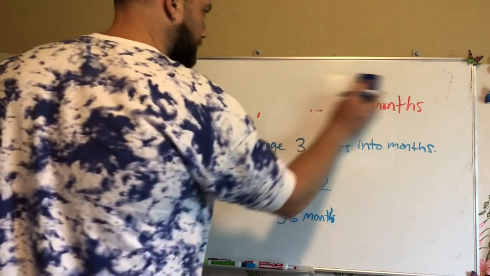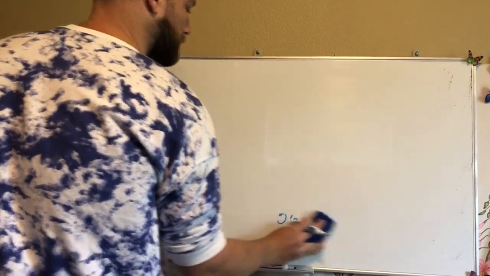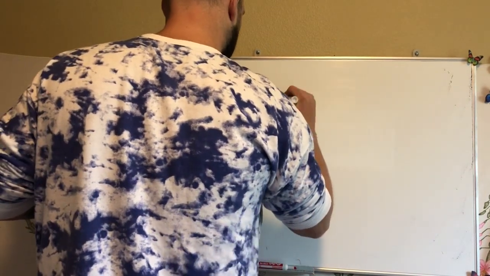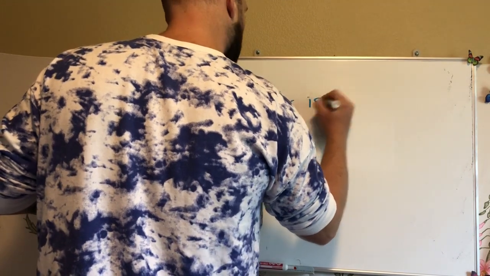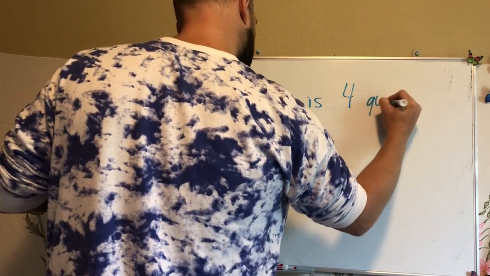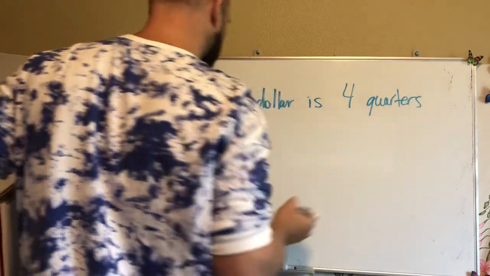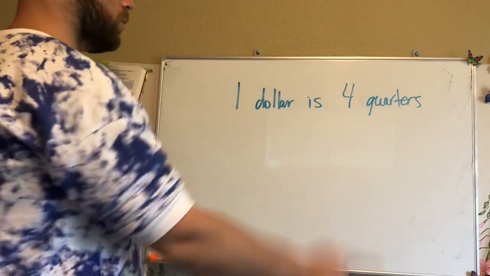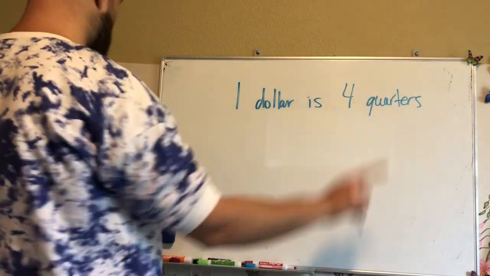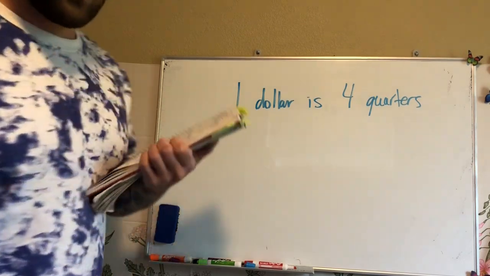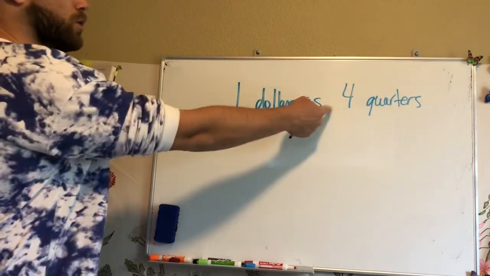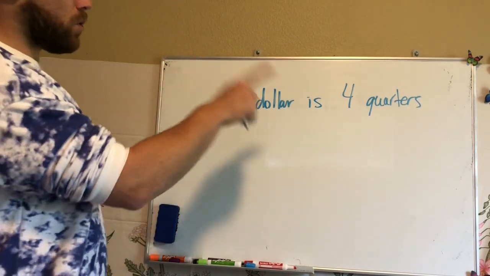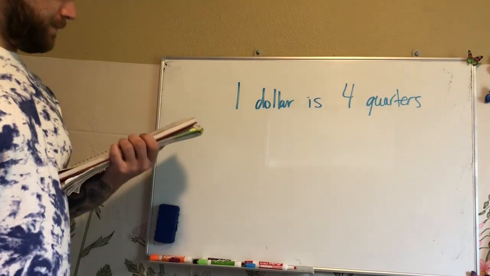All right. Up next. $1 is 4 quarters. $1 is 4 quarters. Read it. Are there more dollars or quarters? There's more quarters. How many times more? 4. There's 4 times as many quarters as there is for the single dollar.